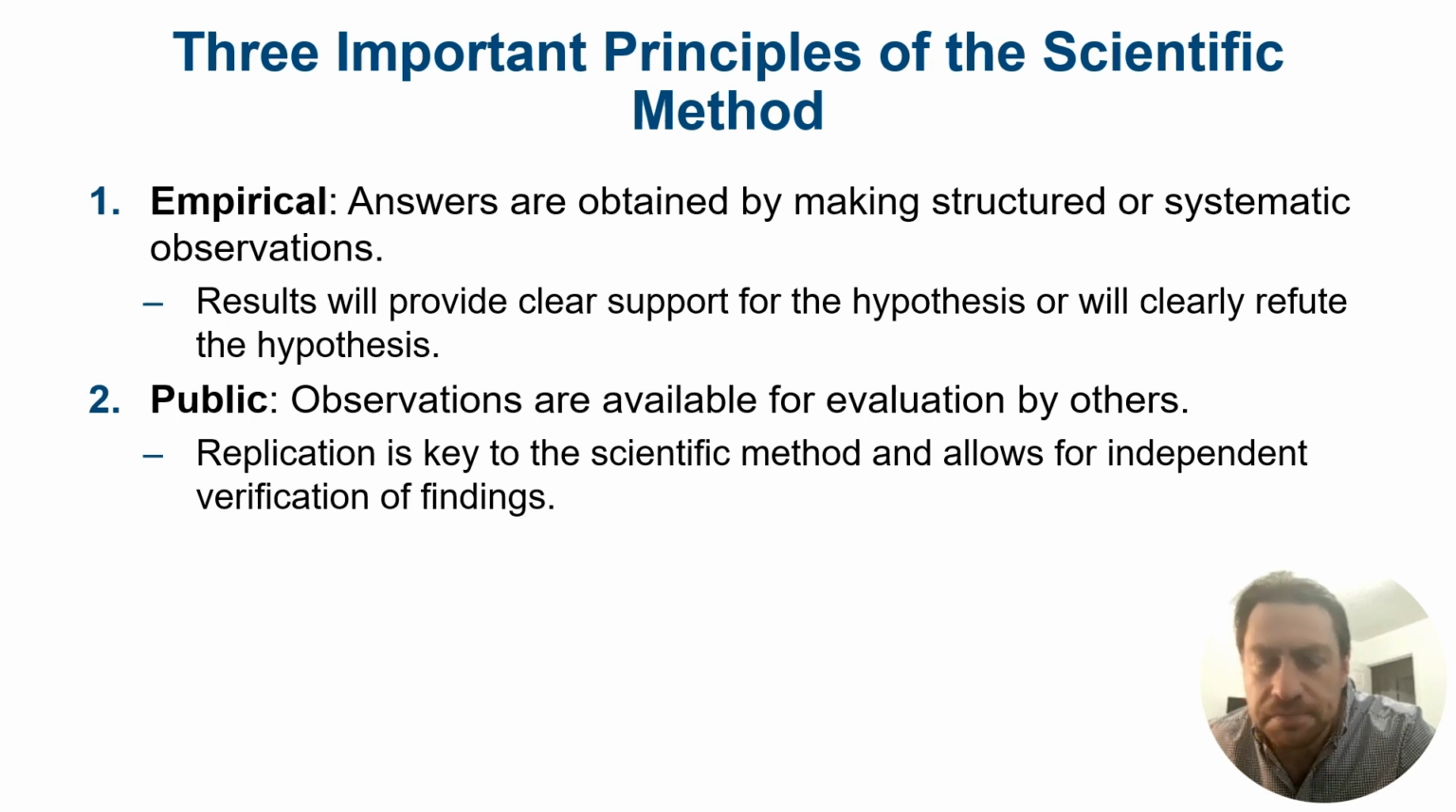So replication, that is the rerunning of studies that have already been run, is very important to the advancement of scientific knowledge for the following reason. Any one study can produce results that are flawed or incorrect. For example, maybe there's a mistake in the analysis, which can happen very easily, and this produces incorrect results. Or maybe the results are just due to chance.